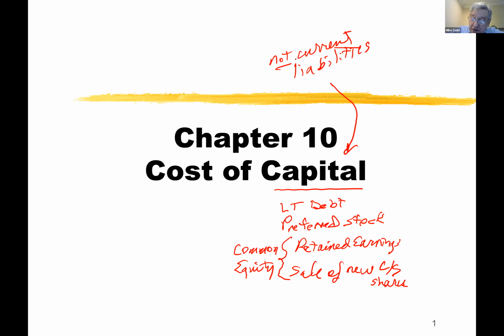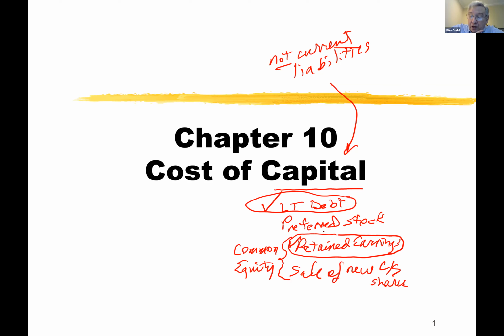Now, most companies sell long-term debt and use retained profit. You know, they make a profit, they may or may not pay some of it out in dividends, but they hang on to the rest. They retain the rest. These are the two major sources that most companies use.